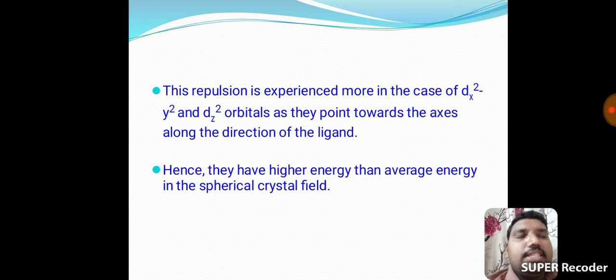This repulsion is experienced more in the case of dx²-y² and dz² orbitals, as they point towards the axis along the direction of the ligand. Hence, they have higher energy than average energy in the spherical crystal field. dx²-y² and dz² are the along-the-axis orbitals. So, in octahedral complex, dx²-y² and dz² exhibit higher energy.